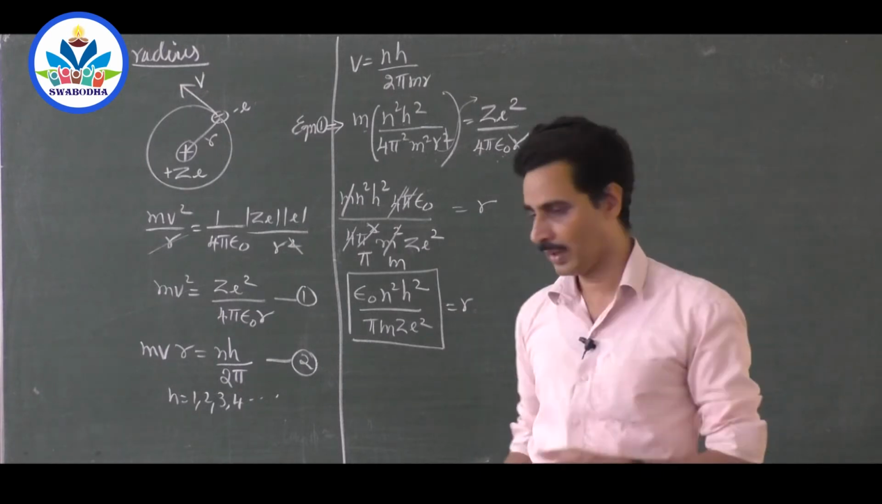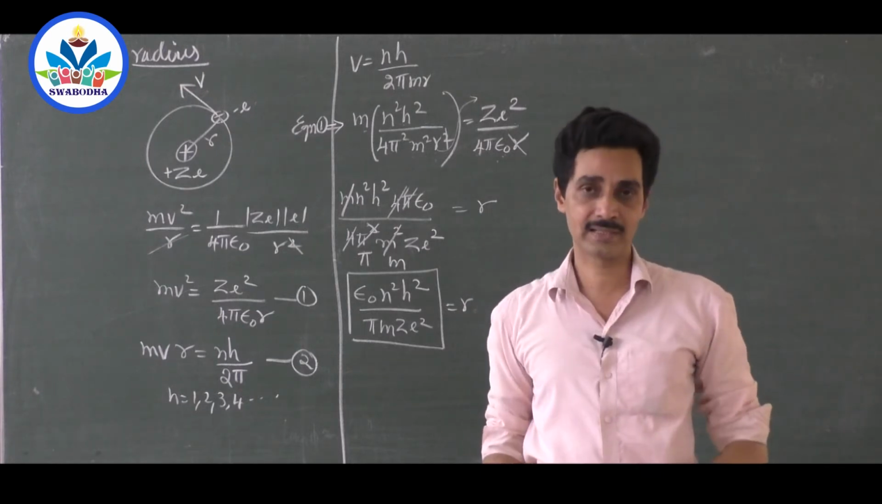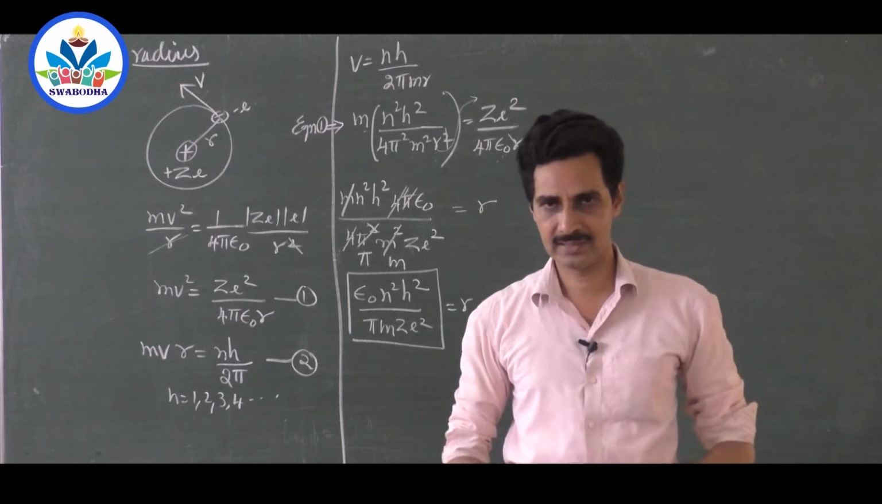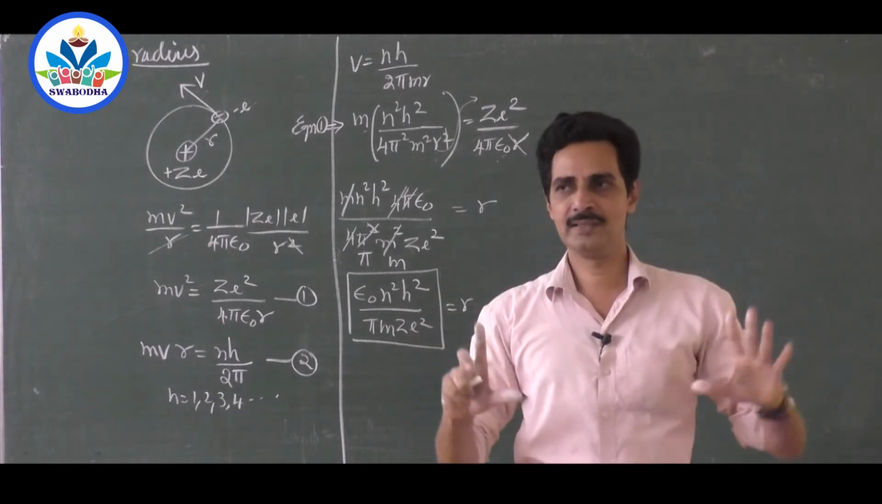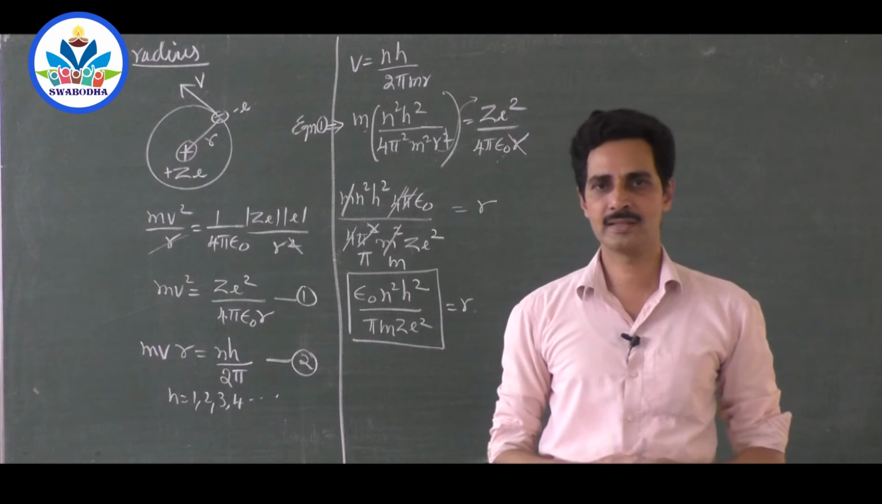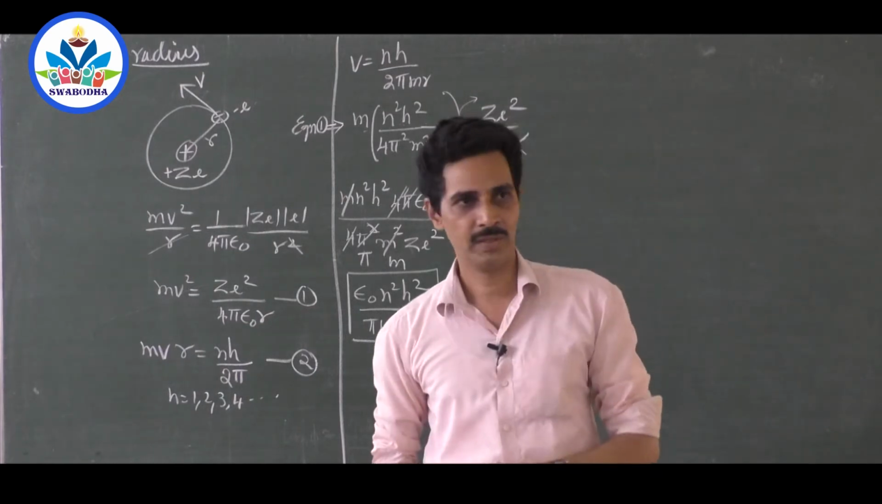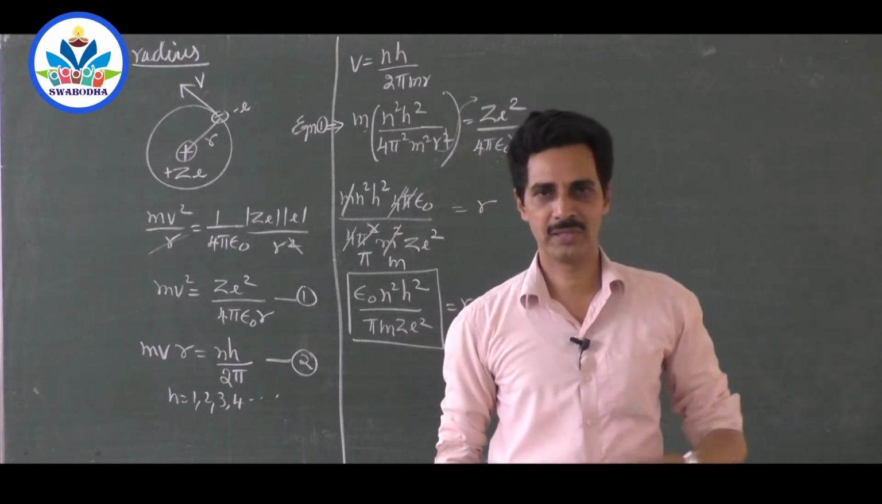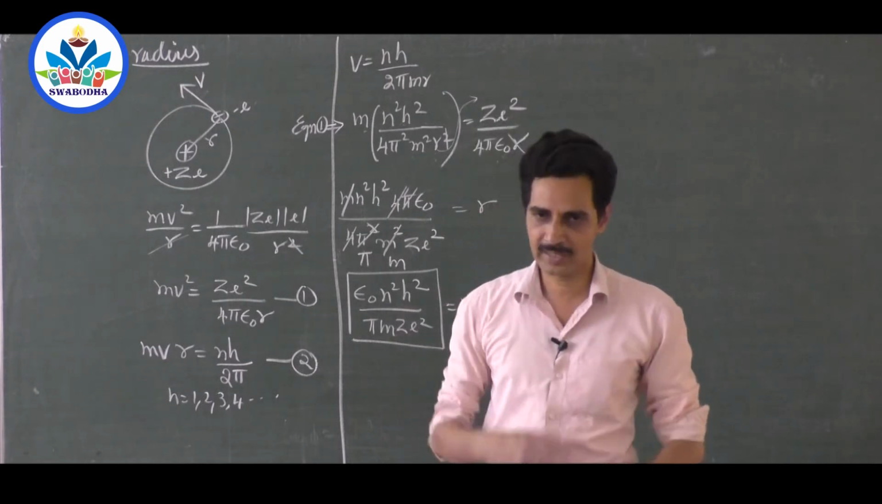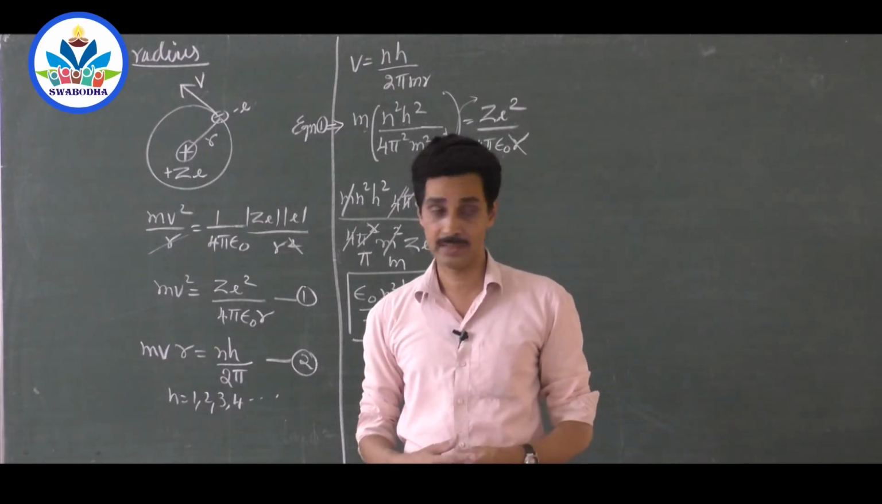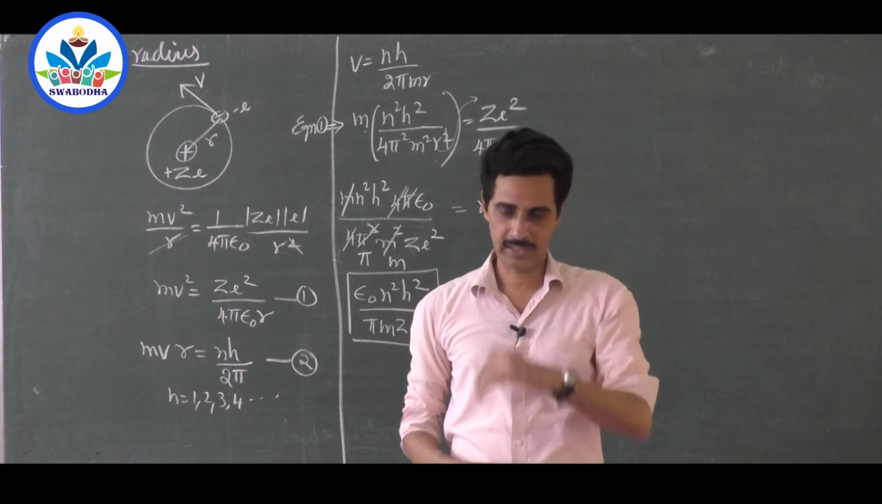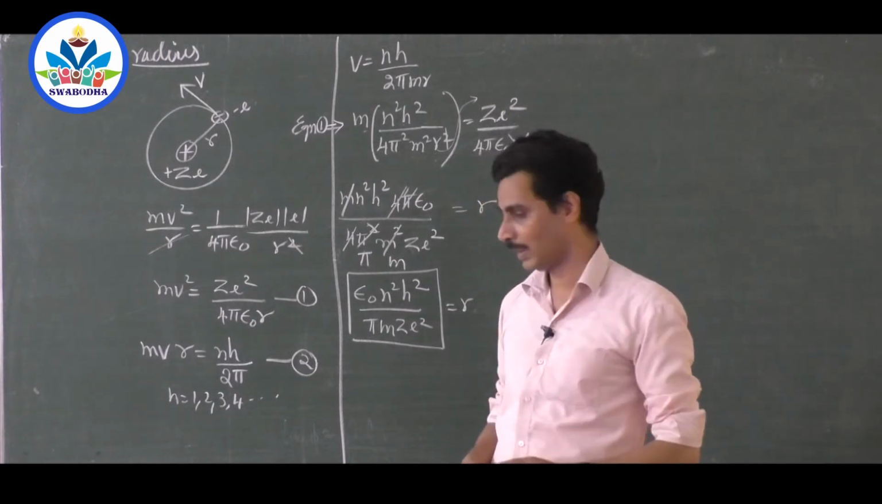What you have to do is, you will get some 4 to 5 formulas in this chapter. Write them on a big sheet in large dark colors and put it on the walls in your room. Every now and then observe those formulas and use them, only then can you remember them. Otherwise you can't remember these formulas. Epsilon naught n square h square by pi m z square.